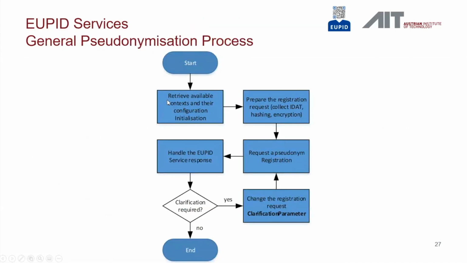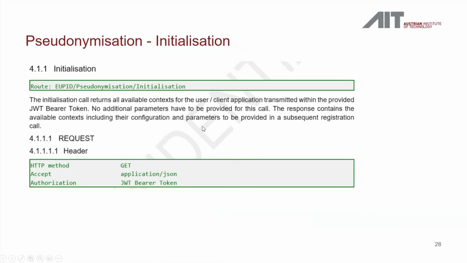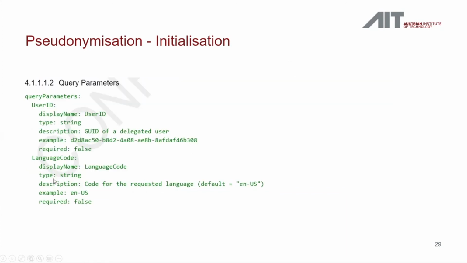If we start, first of all, we retrieve the available context and the configuration. So this is the initialization call, and I won't go in depth here. I just want to give you an idea of how such things are specified in the EUPID consumer specification and what you have to do now. So this is the endpoint, how it is called. This is just the header.